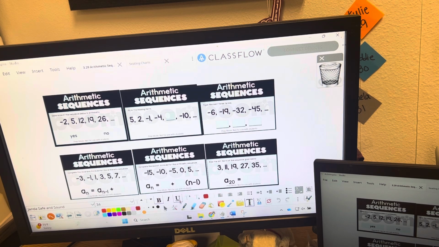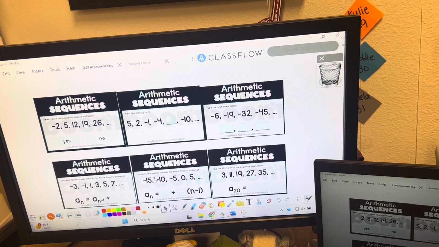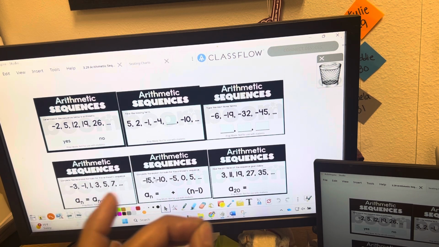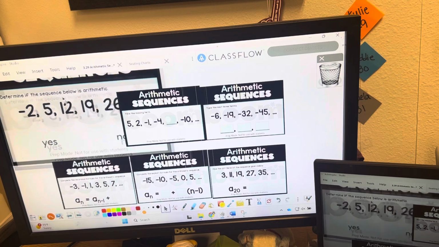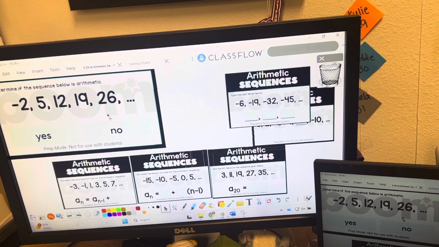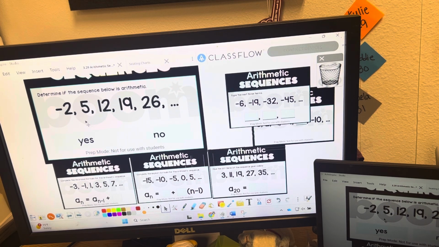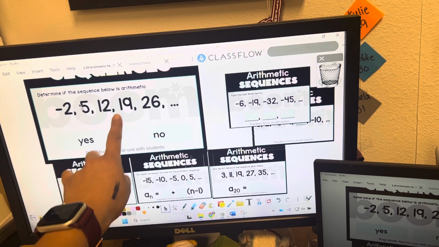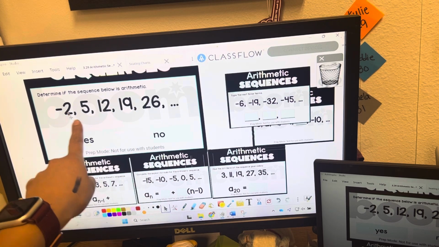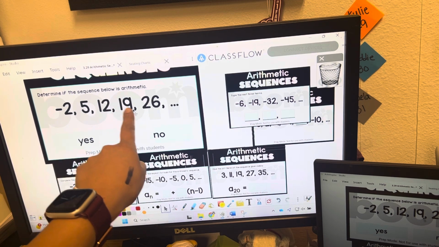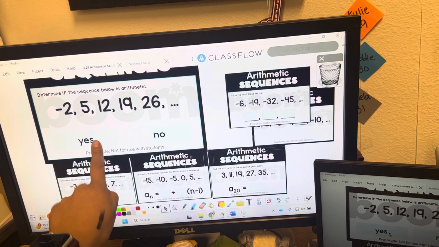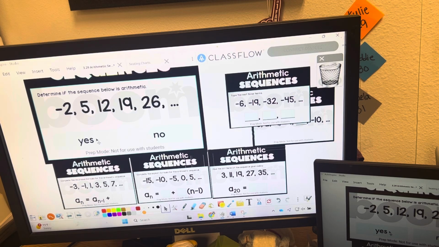Okay, so you're going to get boom cards. There are 6 types of questions, okay? Now, I'm going to try to make it to where you'll see the same questions at the same time so you can work with your elbow partner, not any partner, just your elbow partner, through these questions. So the first type of question is this, where it's asking you, is it arithmetic or not? How you determine that is, are they adding or subtracting by the same number every single time? Like -2 to 5 is +7, 5 to 12 is +7, 12 to 19 is +7, 19 to 26 is +7. So you would hit yes.